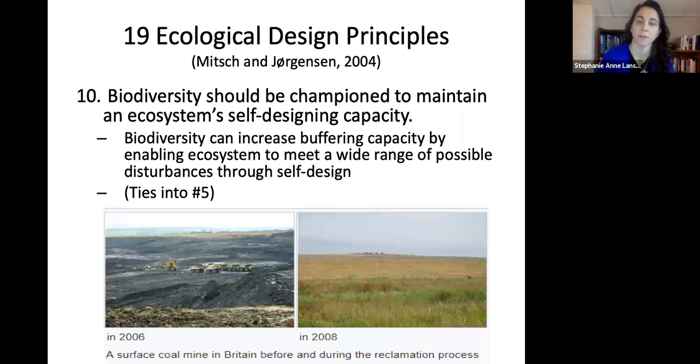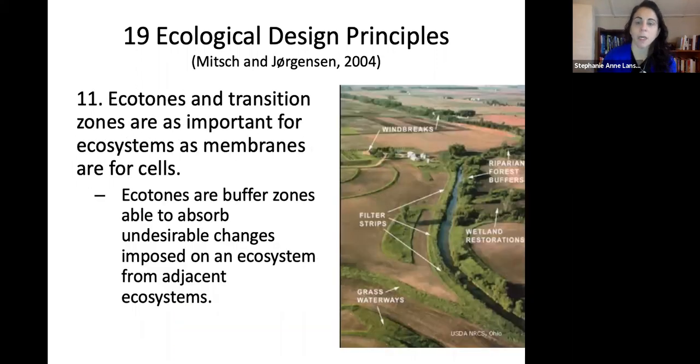Number 10 is biodiversity should be championed to maintain an ecosystem's self-designing capacity. Again, biodiversity can increase this buffering capacity, this homeostasis ability, and enable it to meet a wide range of disturbances through self-design. Ecotones and transition zones are important for ecosystems, just as membranes are important for cells.